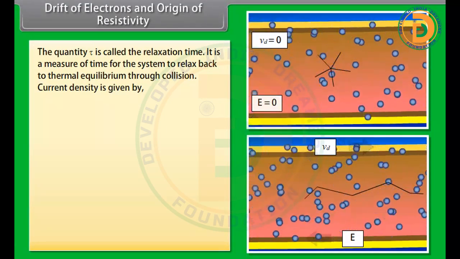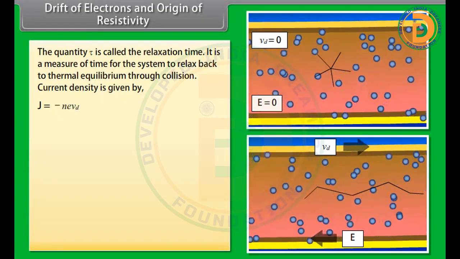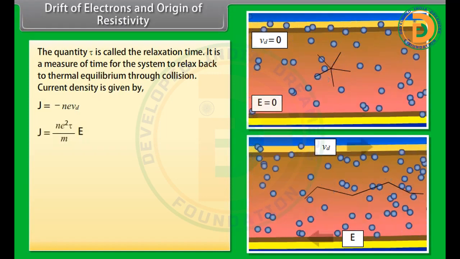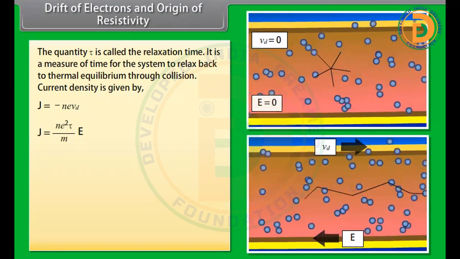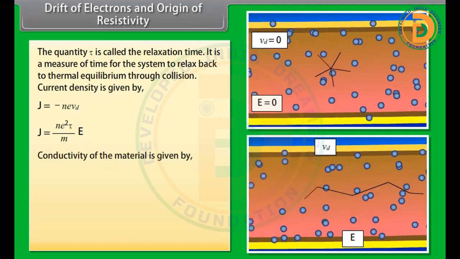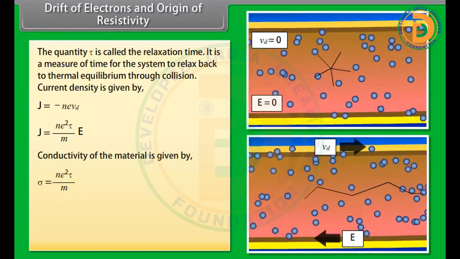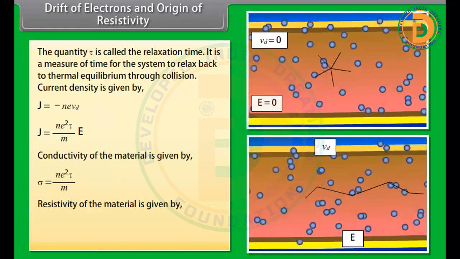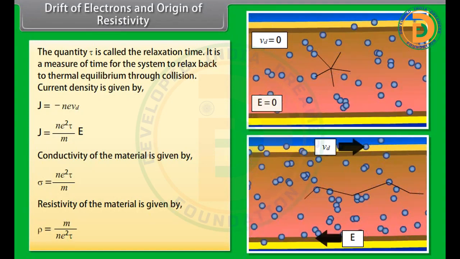Current density is given by J is equal to minus n e Vd. Putting the value of Vd in the above equation, we get J is equal to n e square tau upon m multiplied by E. Hence, conductivity of the material is given by sigma is equal to n e square tau upon m, and resistivity of the material is given by rho is equal to m upon the product of n, e square and tau.